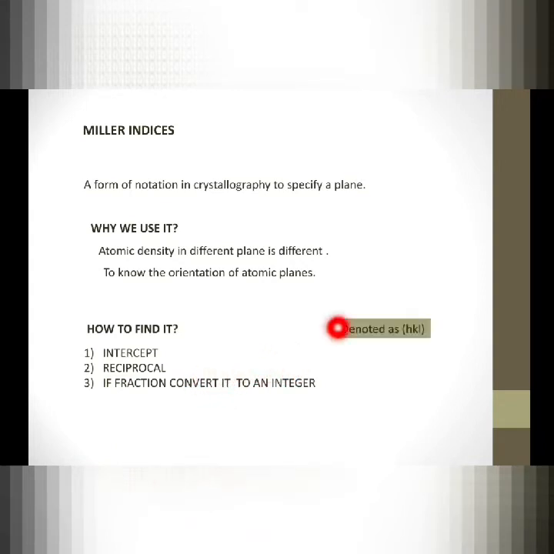And the notation by which we write the Miller indices or Miller plane is in brackets, that is H, K and L. H is the reciprocal of the x intercept, K is the reciprocal of the y intercept, and L is the reciprocal of the z intercept. And there is no comma or dot in between H, K or L. This is the notation of Miller indices or Miller plane.